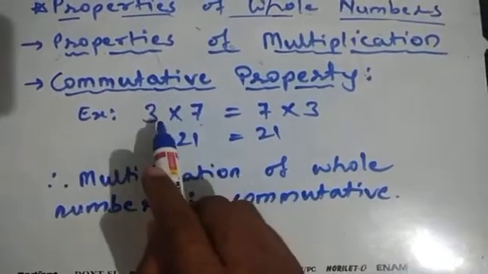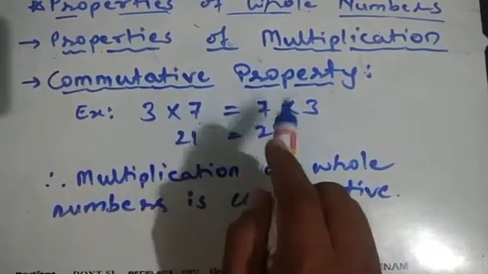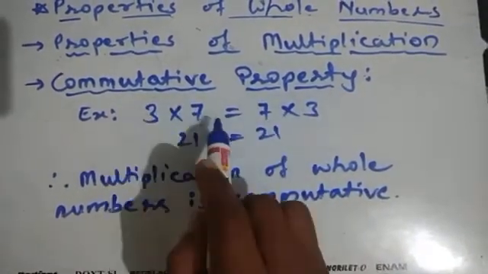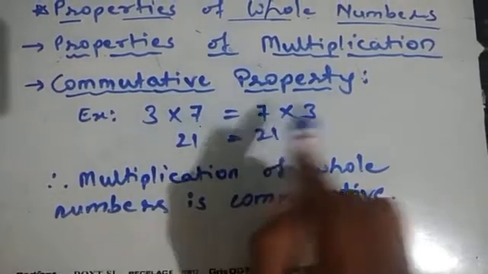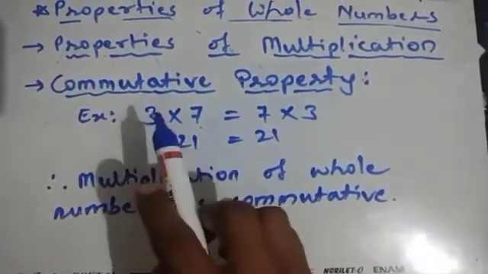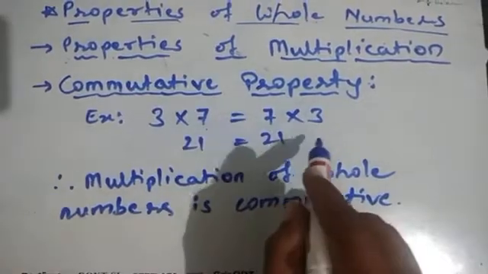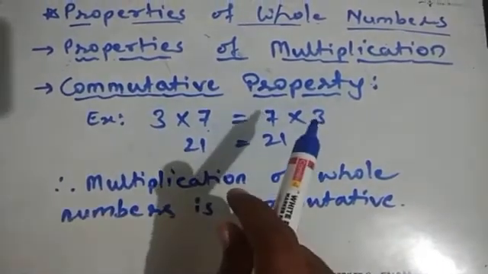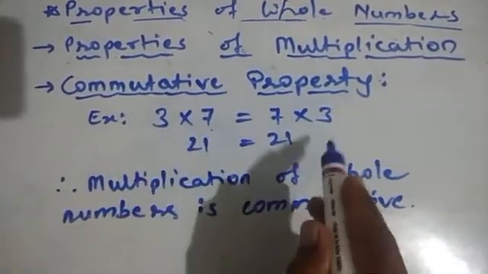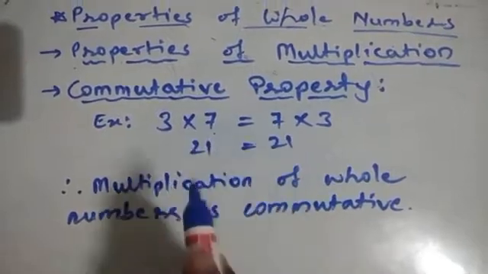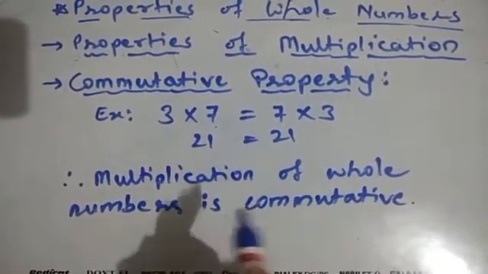So here I first wrote 3 and then 7, and here 7 first, then 3, and then I am going to multiply. 3 sevens are 21, and here 7 threes are 21. Even after changing the order of the numbers, their product will not change. The product remains the same, and therefore multiplication of whole numbers is commutative.